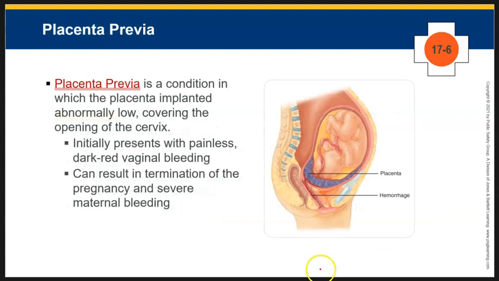Placenta previa is a condition in which the placenta is implanted abnormally low. So after fertilization, the traveling of the egg through the fallopian tubes to the uterus occurs correctly, but the implantation is going to be abnormally low rather than being on the wall of the uterus. And so consequently, the placenta covers the cervix, and this can result in termination of the pregnancy.